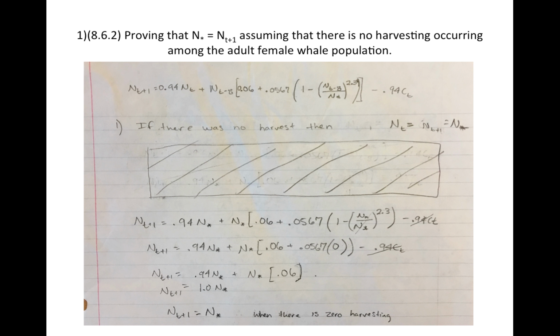For exercise 8.6.2, we were trying to prove that n sub star was equal to n sub t plus 1 after we plugged this into this model. So if no harvesting was being completed, then all of the values n sub t minus 8 and n sub t were set equal to n sub star. And then once you go through this handy equation right here, n sub t plus 1 is found to be equal to n sub star.